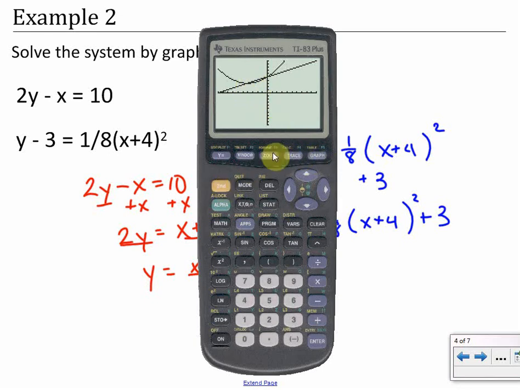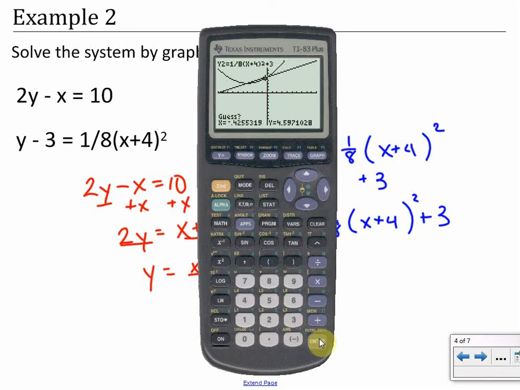If you go to second and then up here above trace, you'll see it says calc for calculate. So if I press second and then calculate, number 5 here is intersection. If I click intersection, this will calculate the points of intersection for me. It's asking, is the cursor on the first curve? That's this little dot here, and we'll just click enter for yes. And then it jumps to the second curve, we'll click enter for yes.